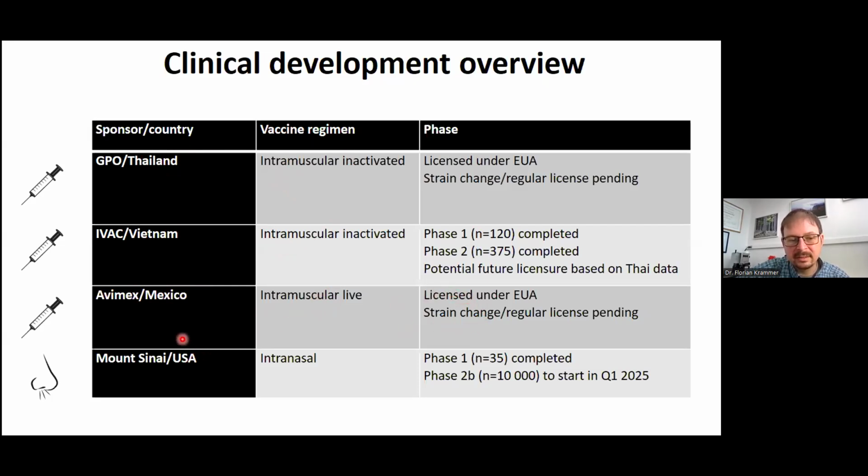But what we are really excited about, and this is a development that was started here at Mount Sinai, also clinically, is an intranasal version of that vaccine. And so a phase 1 trial was completed here at Mount Sinai, and we have now gotten funding from BARDA, from the US government, to do a phase 2b trial, so actually already an efficacy trial in 10,000 people, and to really look if this vaccine, when you give it intranasally, can protect you from infection. And that trial will start in Q1 of 2025. And we're all very excited, and we hope that it's going to work, but we'll have to wait and see what the data looks like.